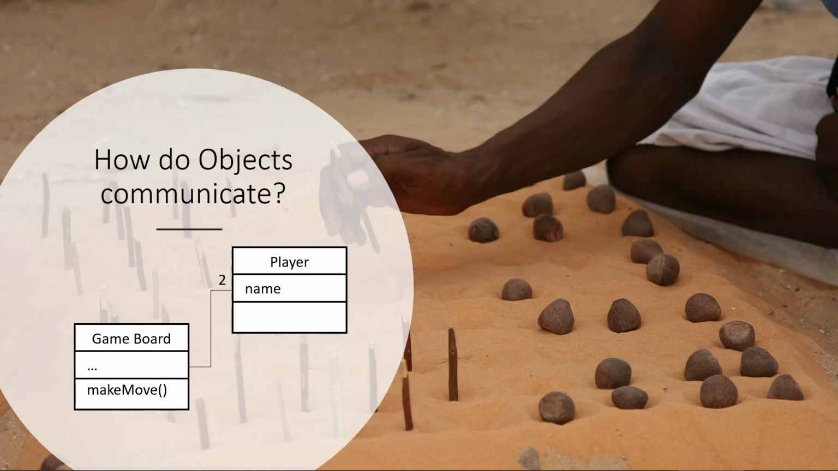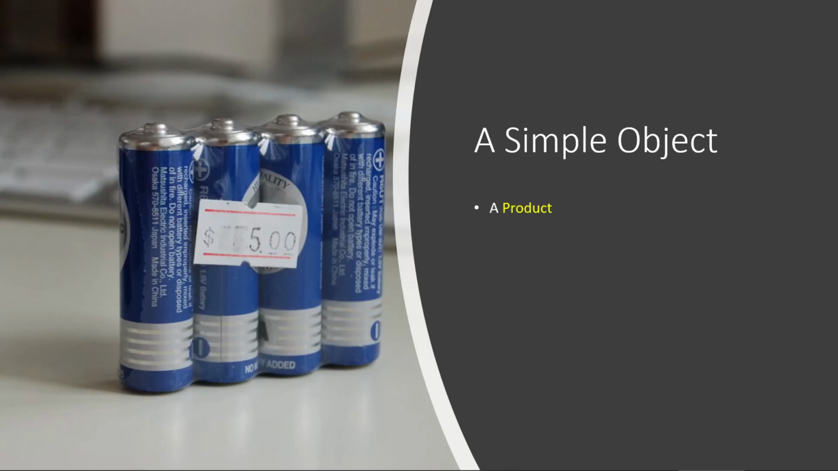So let me give you a more practical example here. A real world thing, a product. We see some batteries here, and this product has some information about it. There's the name of the product, there's a description, 9-volt batteries, 4-pack, and there's a price. We can see the tag on it. All of those things can go into our virtual product. Now, what does this product do? Well, we'll come back to that in a second.